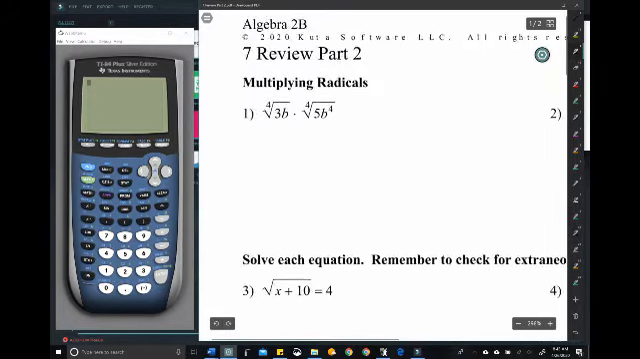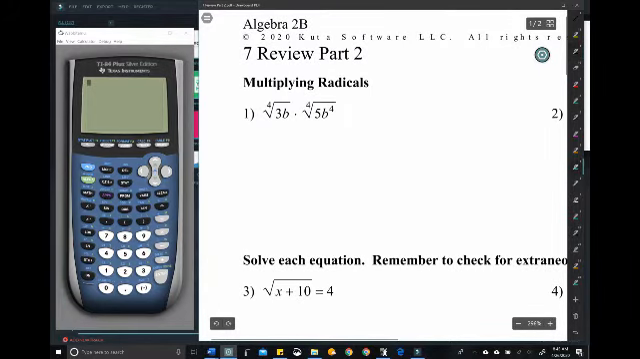So, starting out with multiplying, just remember that as long as they're the same index, you can multiply what's inside to one another. So this would end up being the fourth root of 3 times 5 is 15, and b to the fifth. After that, you do want to try and simplify them. So the fourth root of 15 would not simplify anymore.